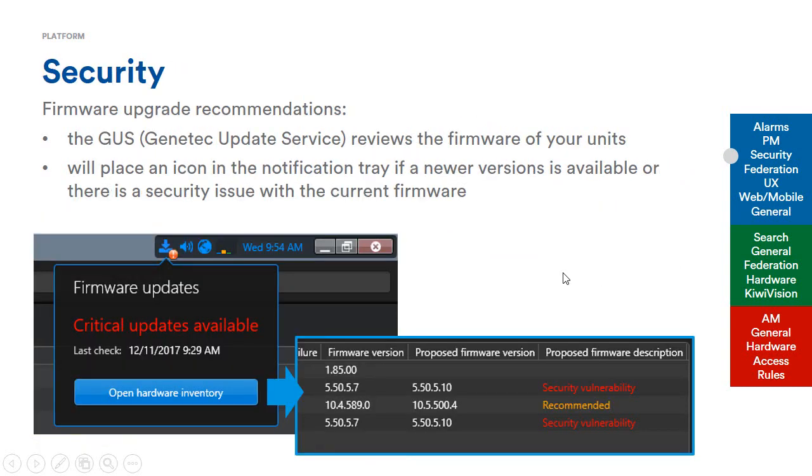And as we can see, this is a feature that was added in 5.7 SR1. Taking a quick look at a couple of security things that we've added. Nice thing on top in the notification tray is for firmware updates. So the Genetec update service will now review the firmware on your units. And if there's any that have a security vulnerability, or if there's an upgrade to the firmware that's recommended, it will give you that little notification here telling you there's some action required. So if you click on it, you do have the option to open the hardware inventory report, and then it's going to tell you the firmware description, so why we want to change the firmware, and the new version that would be recommended to go up to.